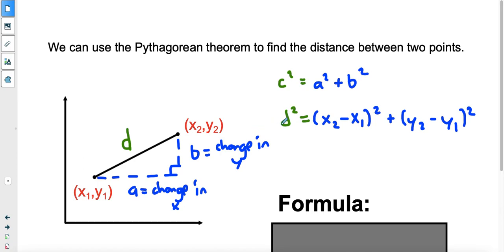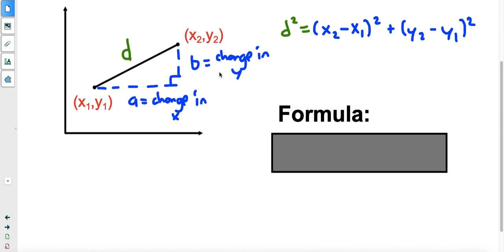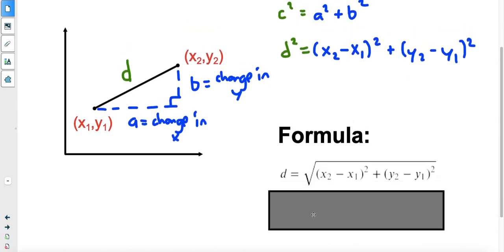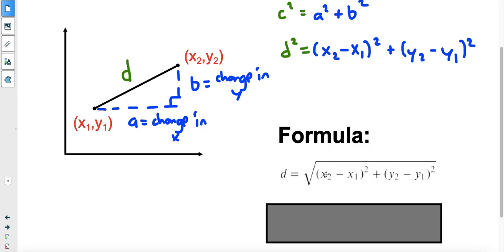Now, the distance here is squared. If I just want the distance by itself, I can take the square root of this. So that'll give me the formula: distance is equal to the square root of the change in x squared plus the change in y squared. And this is a general formula I can use to find the distance between 2 points.